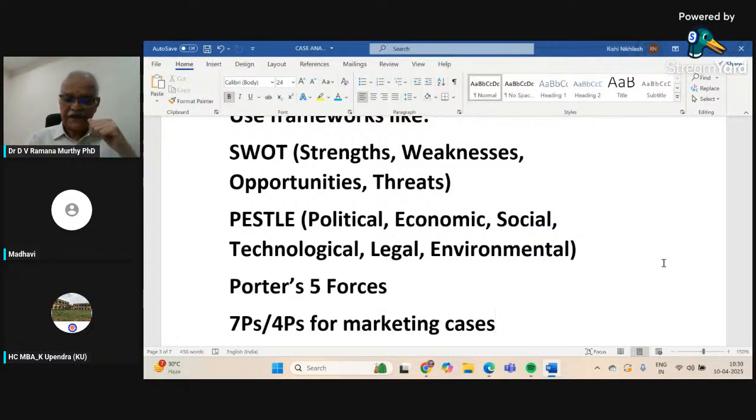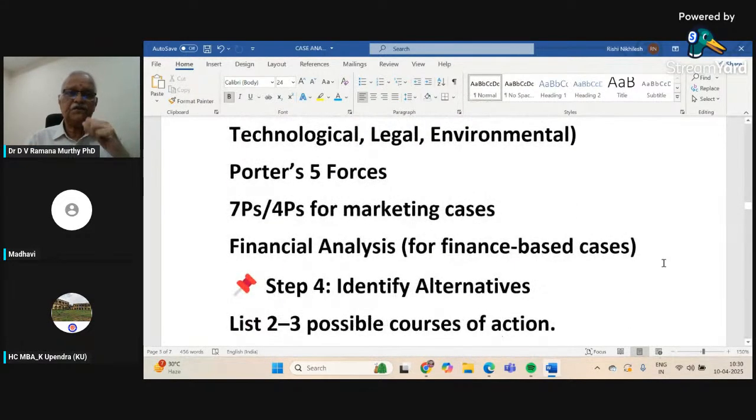In marketing, mostly you have four P's for marketing cases, or seven P's, where the four P's are product, price, place, promotion, and three are added: people, process, and physical evidence in case of services. So you should have a complete format for how you are going to analyze a particular problem.